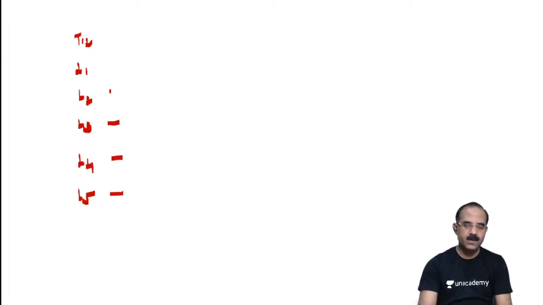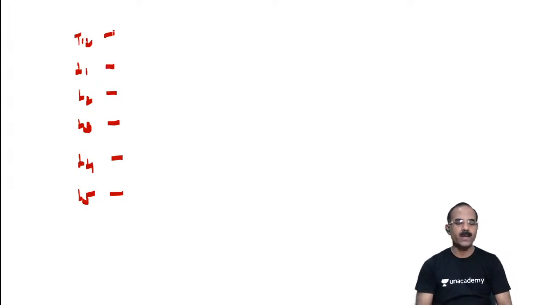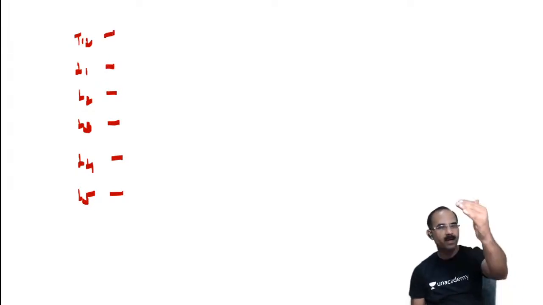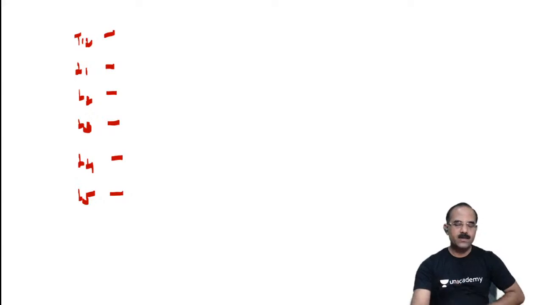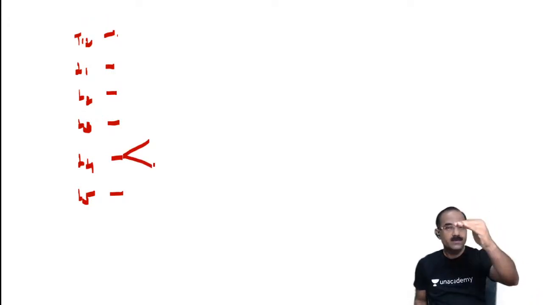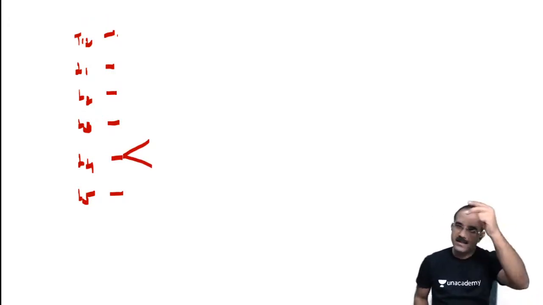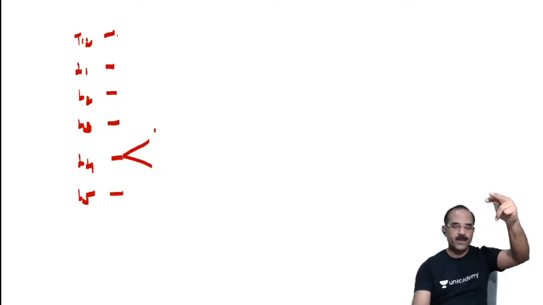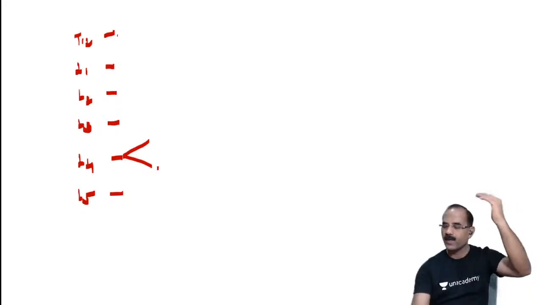What are these? These are the ventral rami of the spinal nerves. Right at the outset, the ventral ramus of L4 divides into two. This is also a ventral ramus.